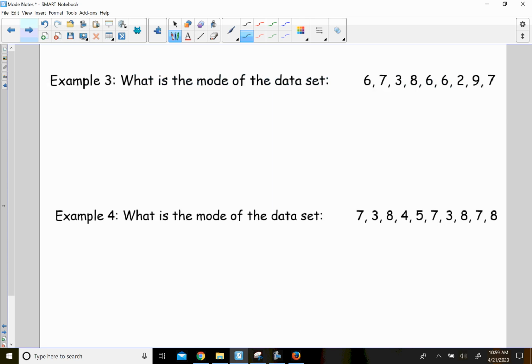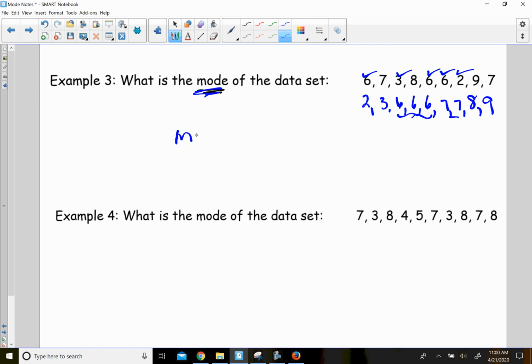All right, look at example 3 here. Example 3 says, what is the mode? So which number shows up the most in this data set? So again, I'm going to put these numbers in order because I see there's a bunch of 6s, but I see a couple 7s. So which one shows up the most? So if I put them in order, there's a 2 and a 3. Then there is, let's see, 1, 2, 3 6s. Then there are 2 7s, followed by an 8 and a 9. So if I look for the most often occurring number, 6 shows up 3 times, 7 only shows up twice.